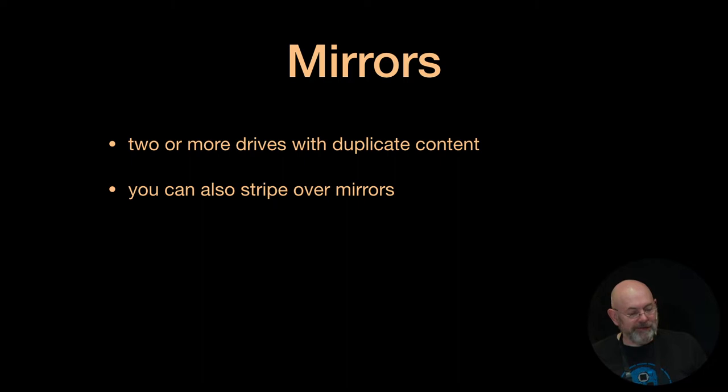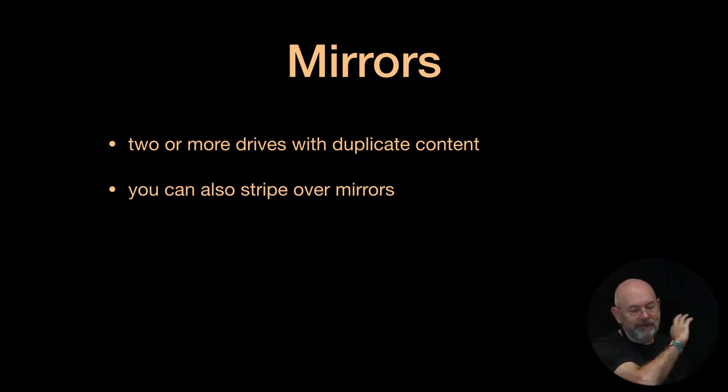Well, offline relative to the first system. We talked briefly about mirrors before. Two or more drives with duplicate content, but you can also stripe over mirrors. So basically, you have a set of mirrors here and a set of mirrors there, and you stripe over both of them. It's sometimes referred to as RAID 10, because the RAID 1 is the mirror and the 10 is the striping over the two.